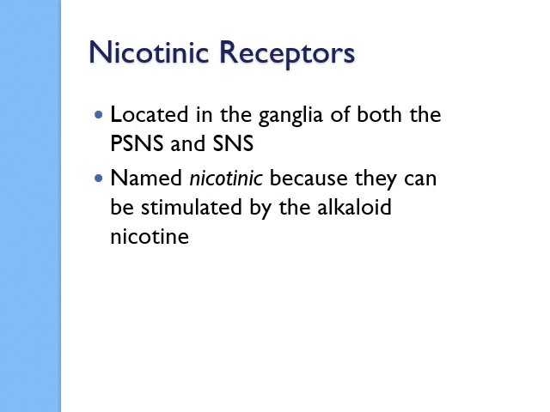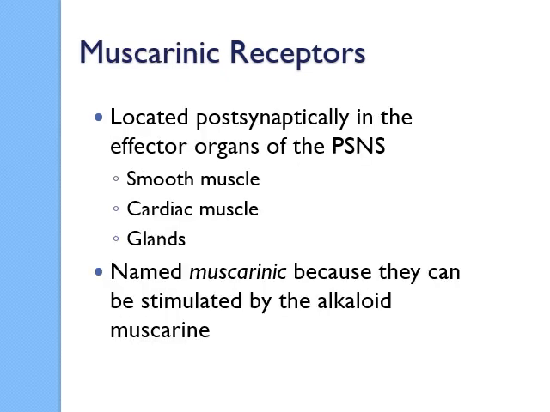The nicotinic receptors are located in the ganglia of both the parasympathetic and sympathetic nervous system. They're named nicotinic because they can be stimulated by the alkaloid nicotine. The muscarinic receptors are located postsynaptically in the effector organs of the parasympathetic system. They are found in smooth muscle, cardiac muscle, and the glands. They are named because they can be stimulated by the alkaloid muscarine.